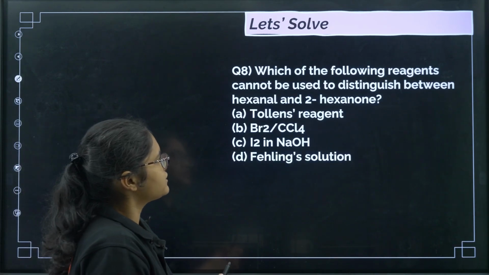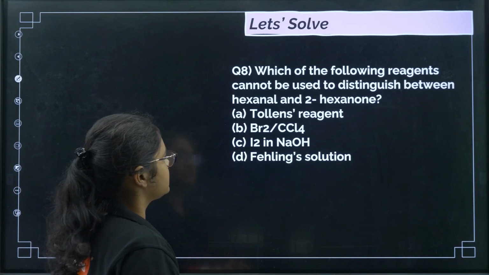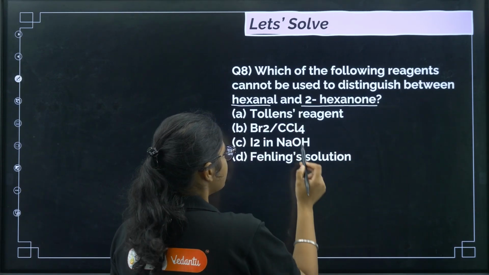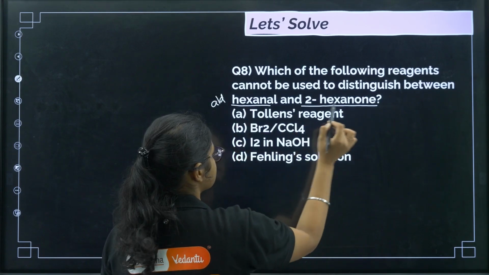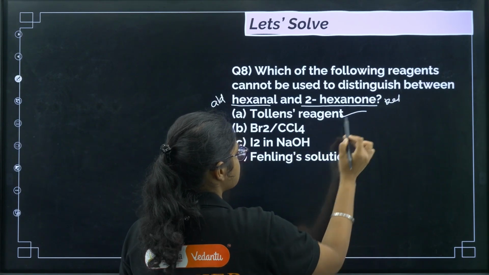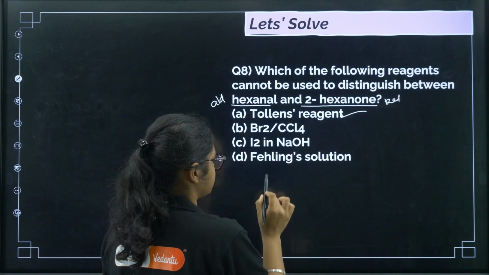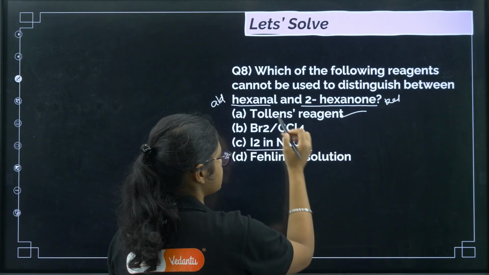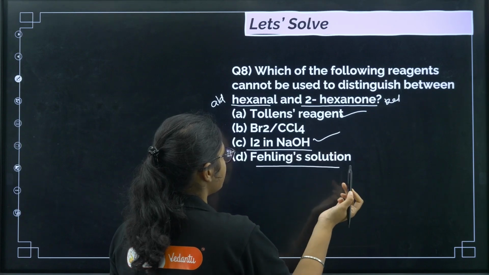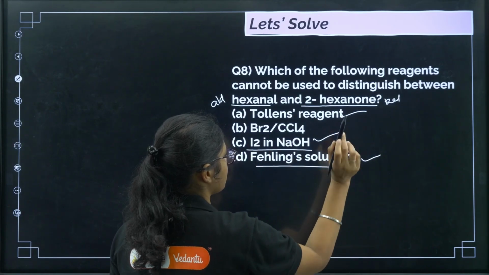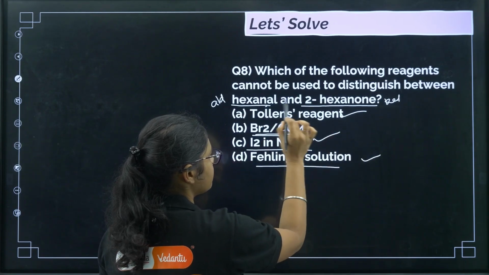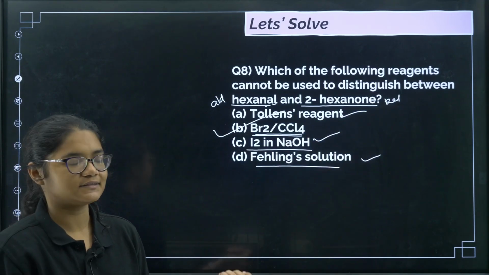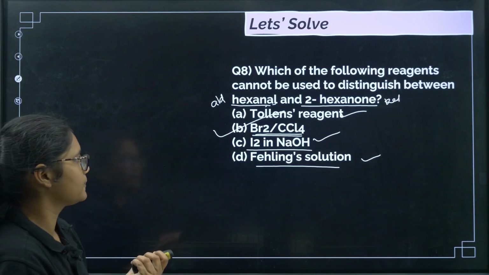Next, which of the following reagents cannot be used to distinguish between hexanal and 2-hexanone? Now you see this is an aldehyde and this is a ketone. Tollens test we can use, aldehydes will show a positive test. I2/NaOH, 2-hexanone will react and the other one will not react, so you can use this one. Fehling solution, again aldehydes will react, ketones will not. Br2/CCl4 will not react with either of these two, so we cannot use it to distinguish them. So the correct answer here will be option B.